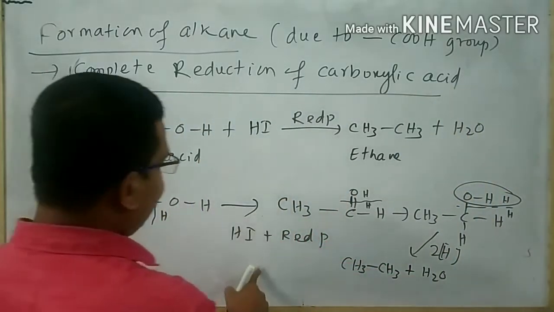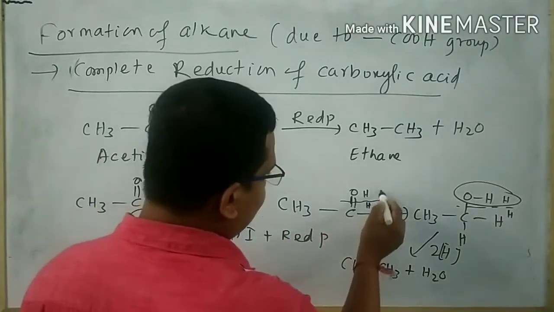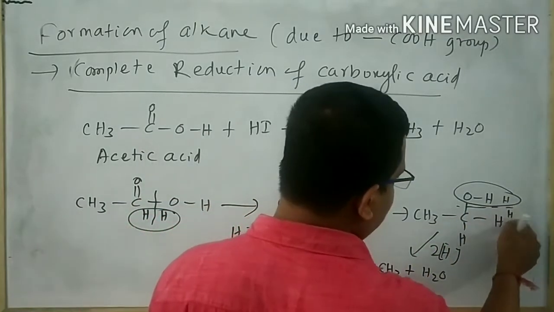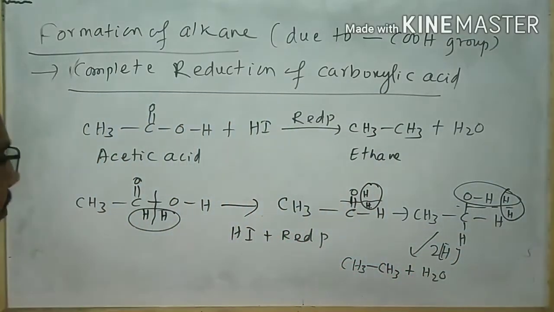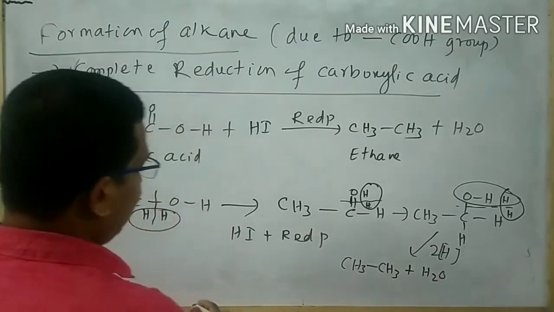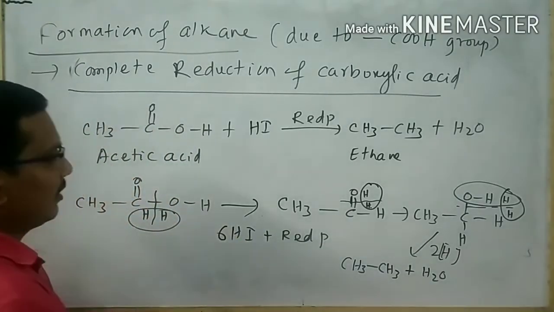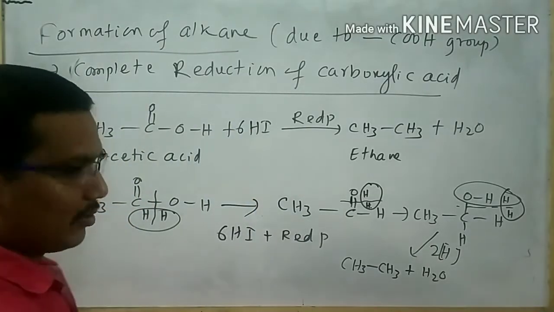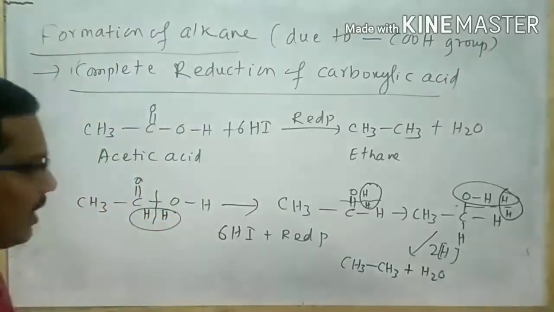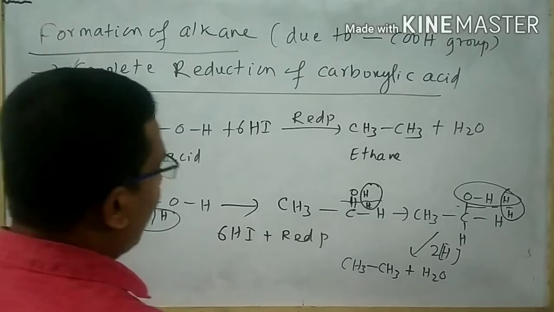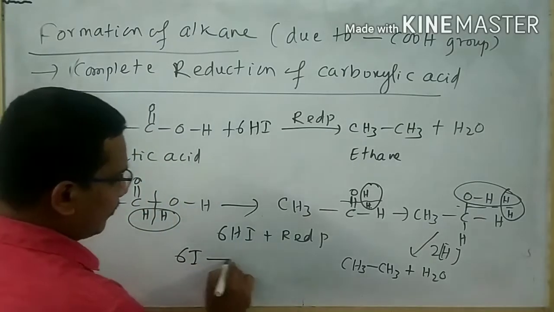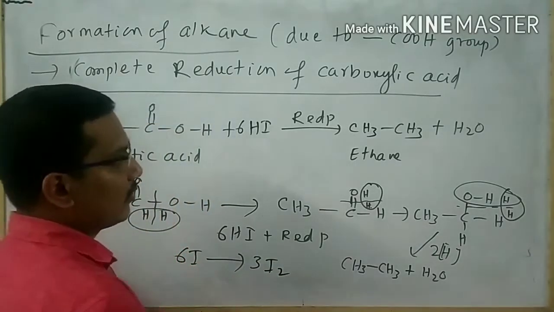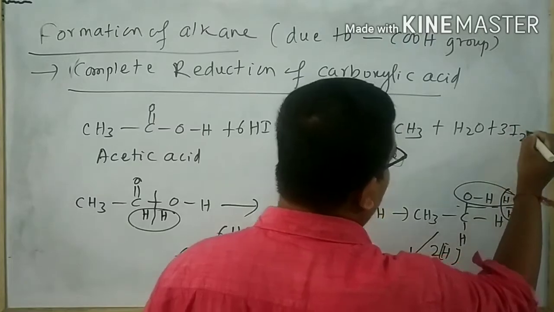Here we generally need 6 nascent hydrogen: 1, 2, 3, 4, 5, 6. So we need 6 hydrogen for complete reduction. That means we generally need 6 HI. When 6 HI undergoes decomposition, it gives 6 nascent hydrogen and 6 iodine atoms, and the 6 iodine atoms combine with each other to form 3 iodine molecules. So we can write another byproduct, 3I2.